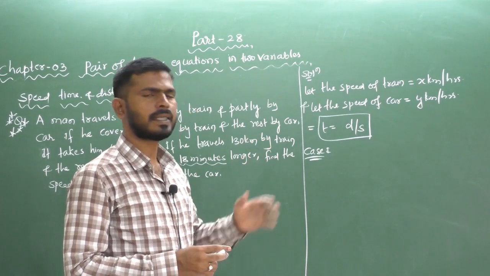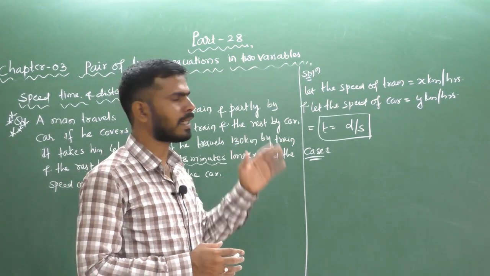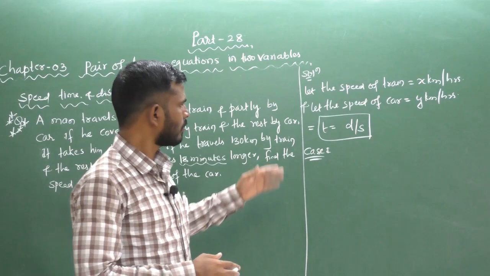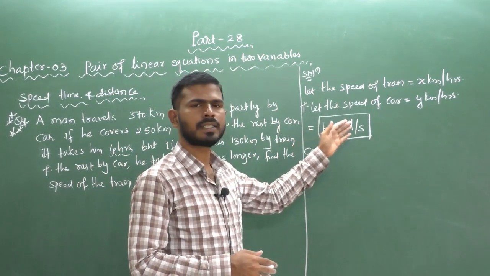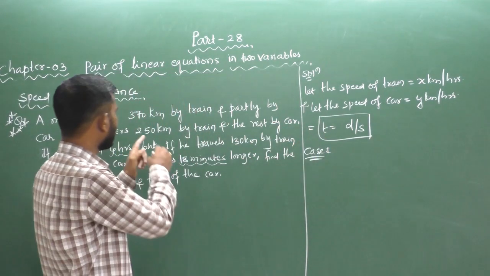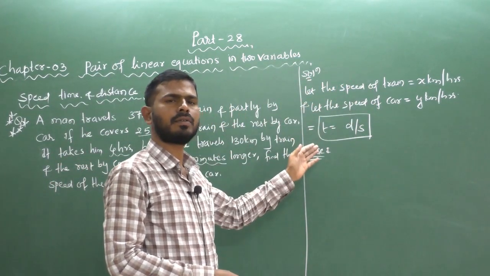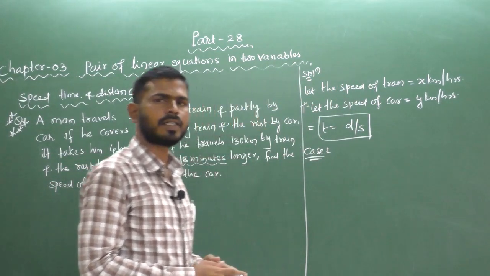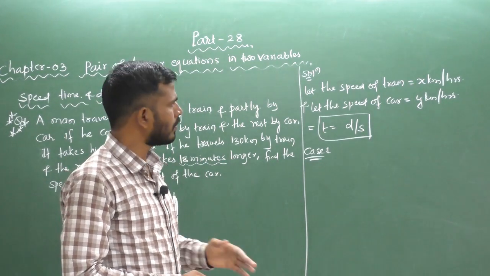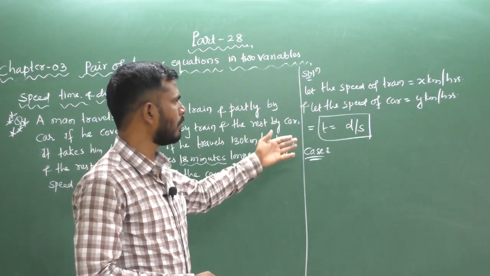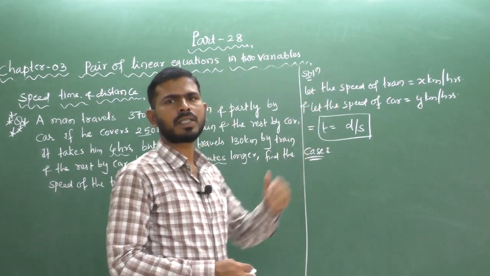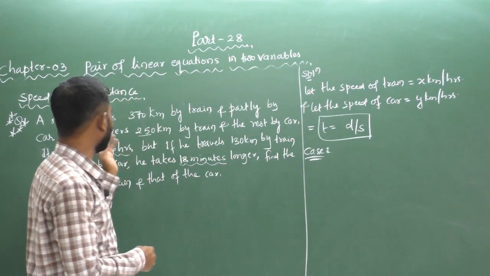The particular time of the train is not given and the particular time of the car is also not given. So that's why I am saying here time equals distance by speed. Distance is given, 250. Speed we consider as x. Time we don't know, that's why we substitute in this equation, to get the time required by the train. How much time will it take?